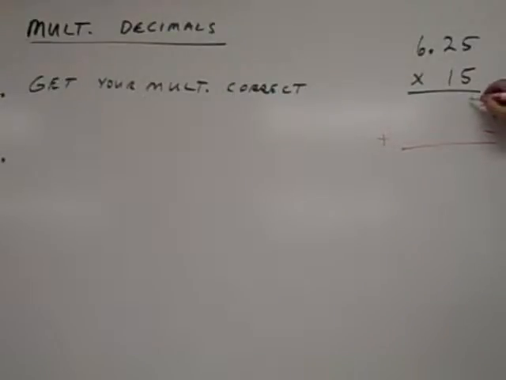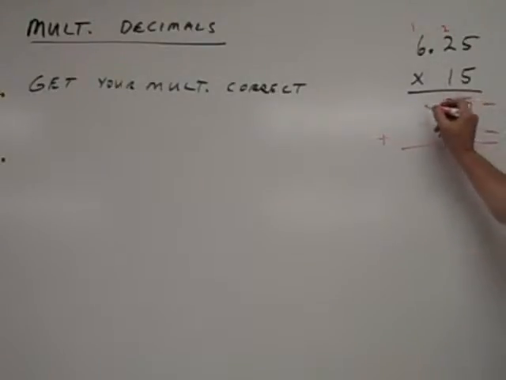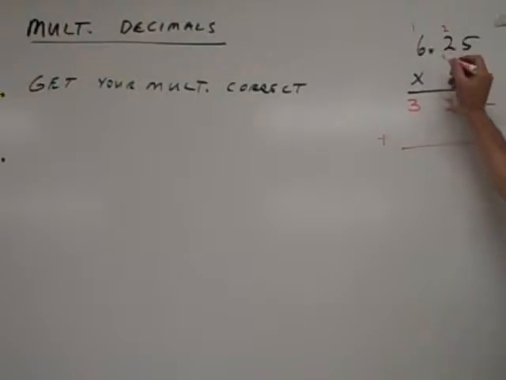5 times 5, 25. Write down your 5, regroup, carry your 2. 5 times 2, 10, plus 2, 12. Carry my 1, regroup my 1. 5 times 6 is 30, plus the 1 is 31. And that's my last digit, so my first line is 3125.